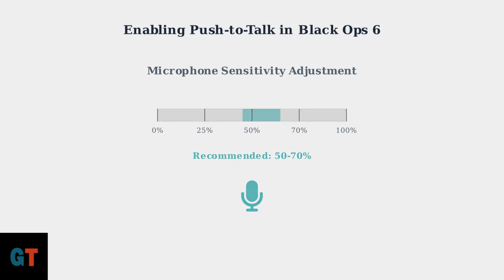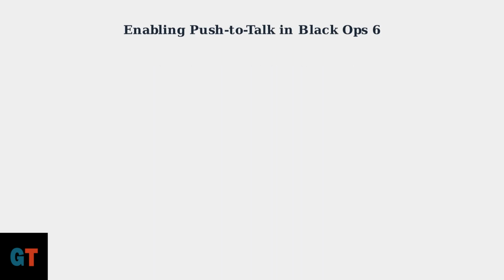An important setting to adjust is your microphone sensitivity. Most players find that setting the sensitivity between 50 and 70% works best. This ensures your voice is clearly picked up when you use push-to-talk without being too sensitive to background noise.